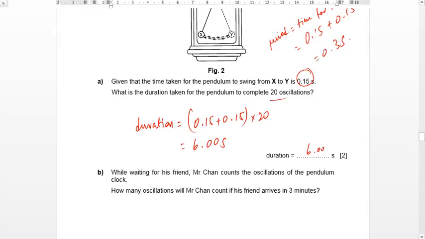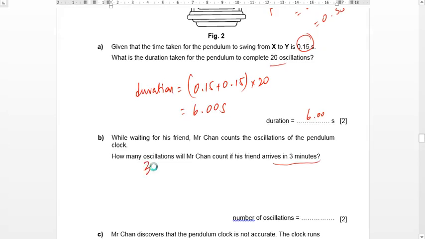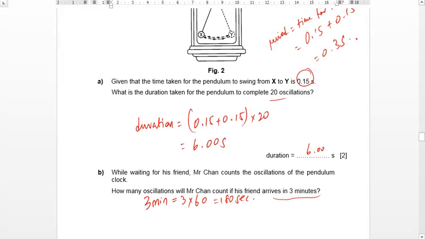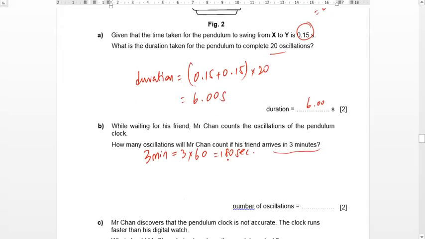While waiting for his friend, he counts the oscillation. Friend arrived in 3 minutes. Okay lah, 3 minutes equals to 3 times 60 equals to 180 seconds. So for one oscillation, you take 0.3 seconds. 180 seconds, you will get 180 divided by 0.3, and amazingly, he counted from 1 to 600. Very unlikely lah.